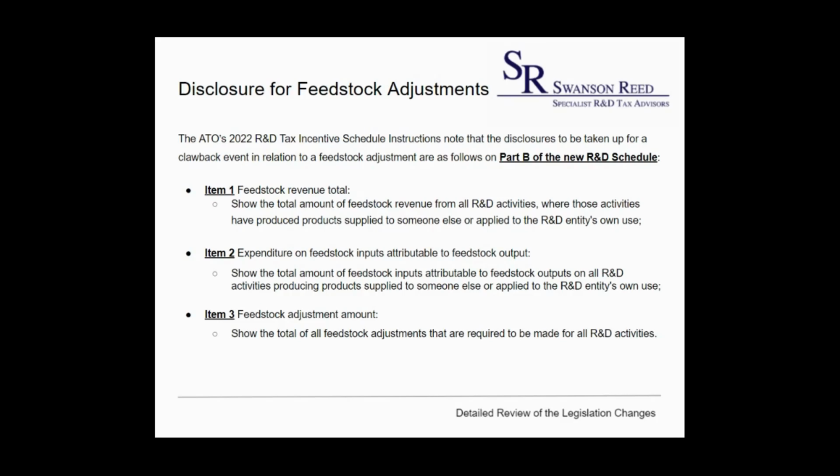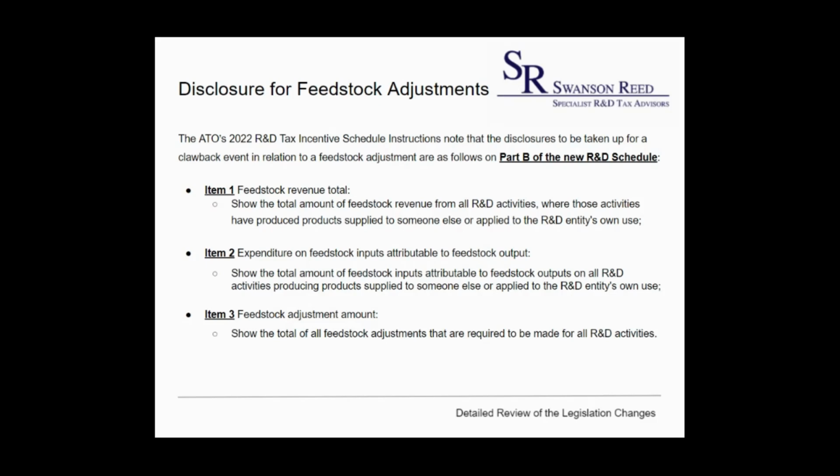The ATO's 2022 R&D tax incentive schedule instructions note that the disclosures to be taken up for a clawback event in relation to a feedstock adjustment are as follows on Part B of the new R&D tax incentive schedule. At Item 1, Feedstock Revenue, show the total amount of feedstock revenue from all R&D activities where those activities have produced products supplied to someone else or applied to the R&D entity's own use.